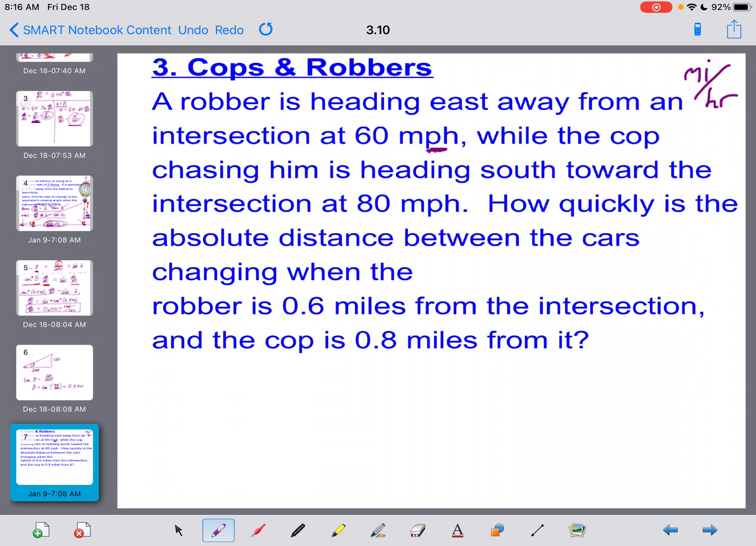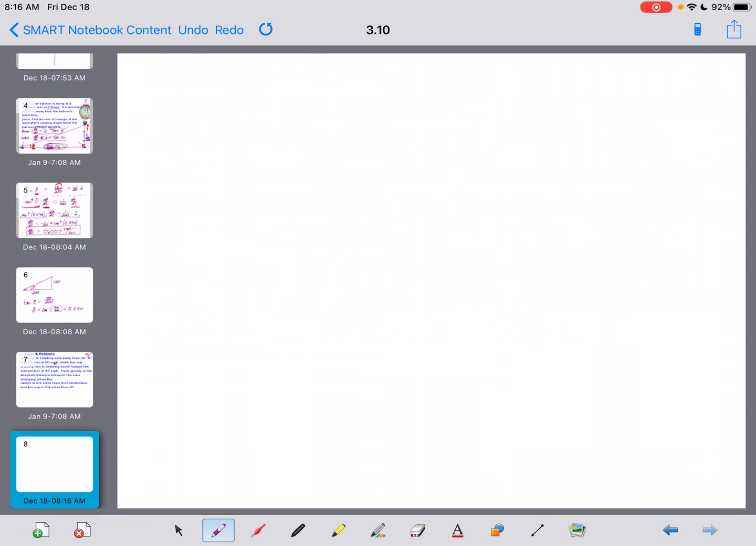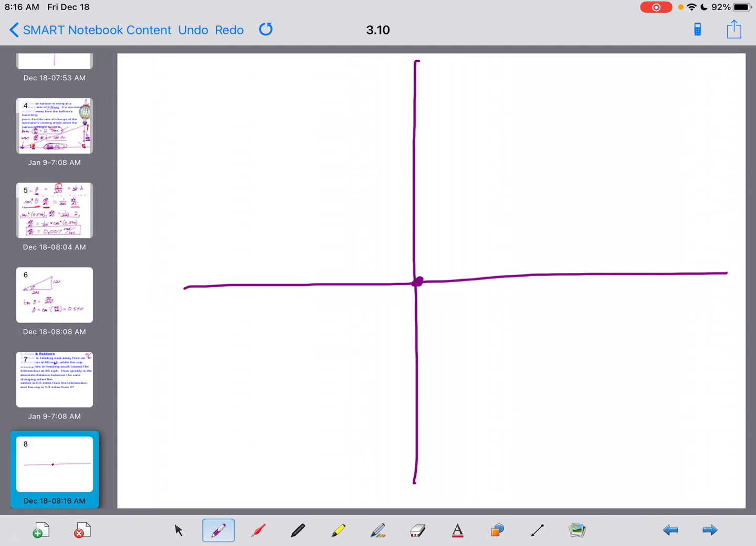A cop is chasing that robber, heading south towards the intersection at 80 miles an hour. All right, I'm going to stop right there. I'm going to try to draw what's going on. All right, guys, we have ourselves an intersection, and you heard the directions north and south and east and west, or two of those four anyway, so I think it's fair to assume that we're dealing with one east-west road and then one north-south road that looks something like this.